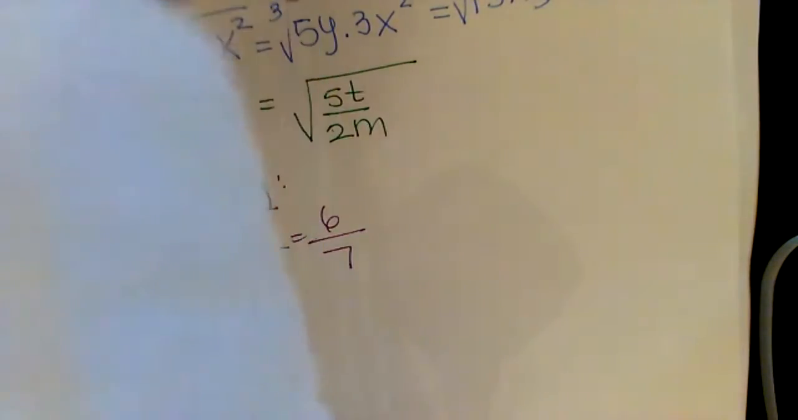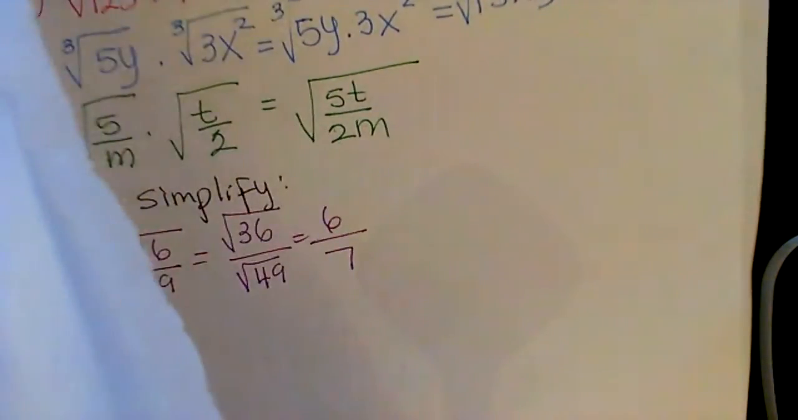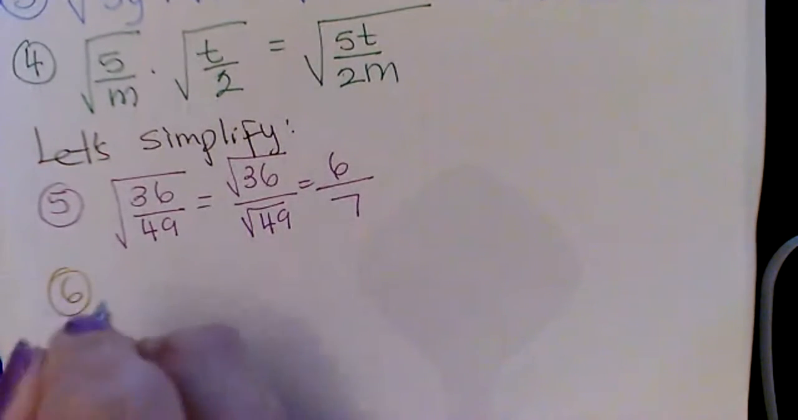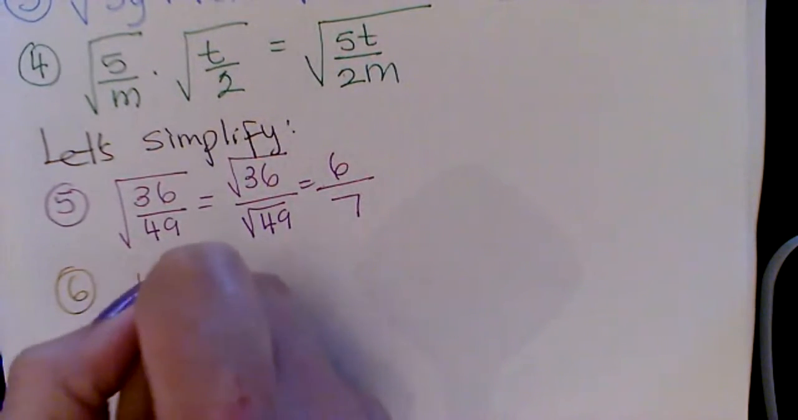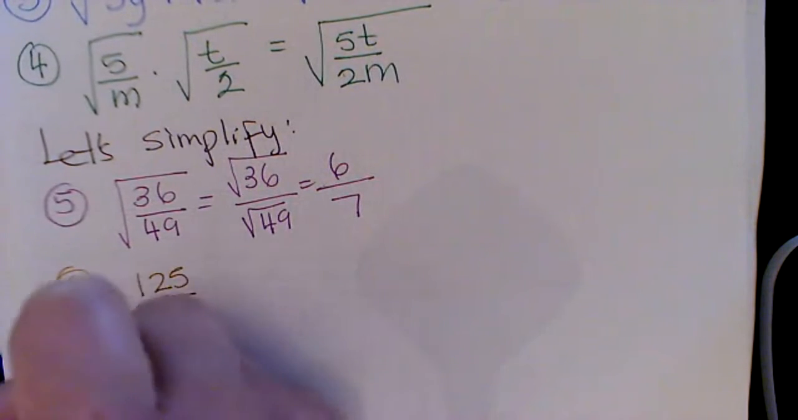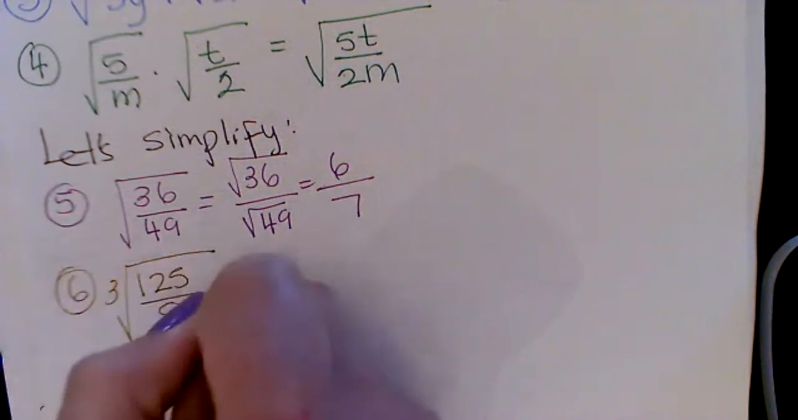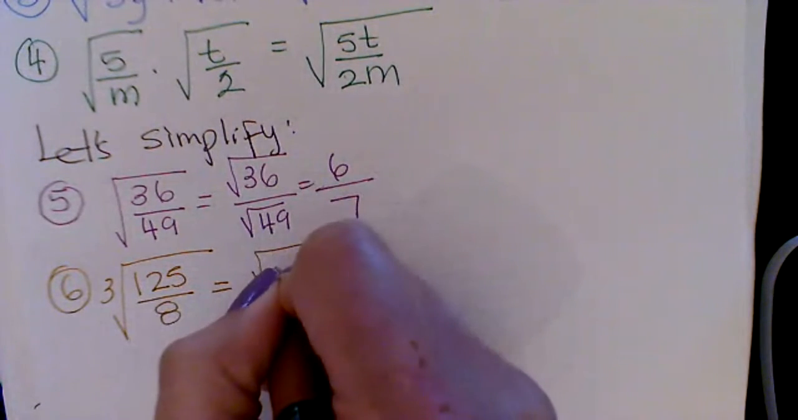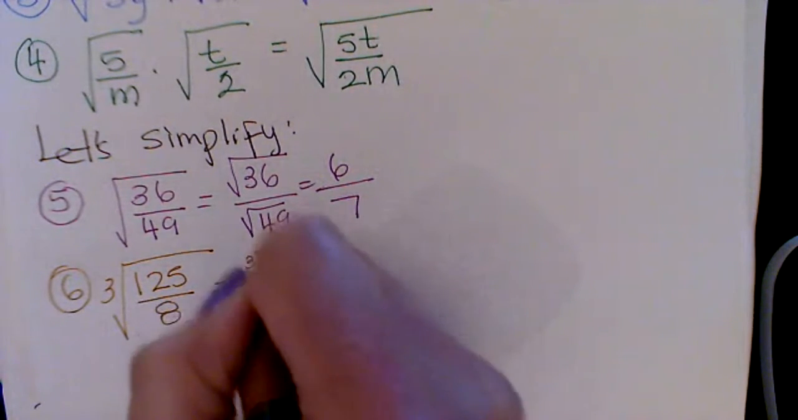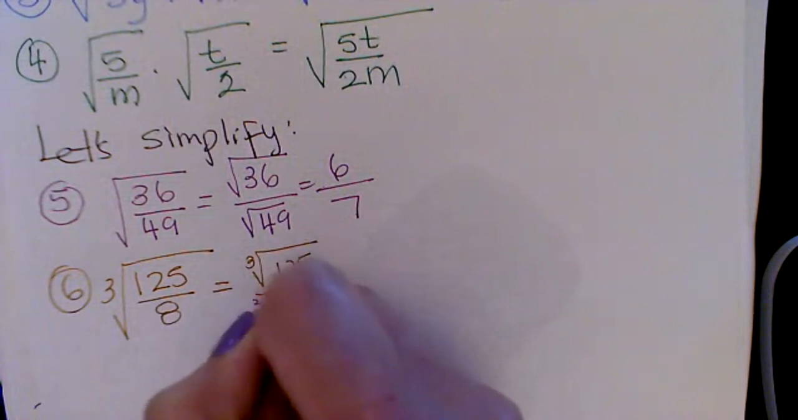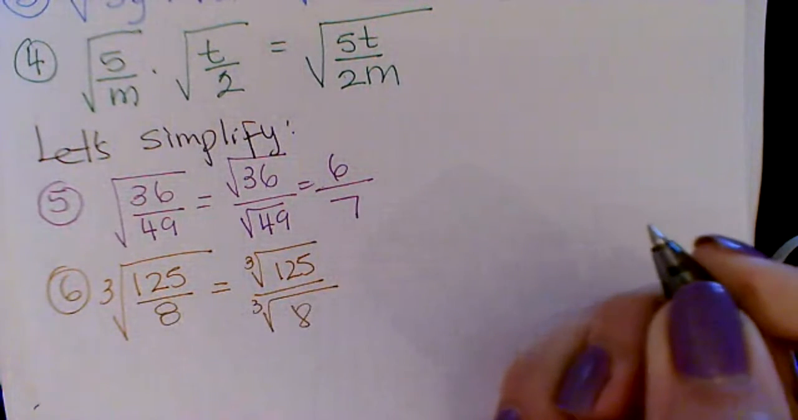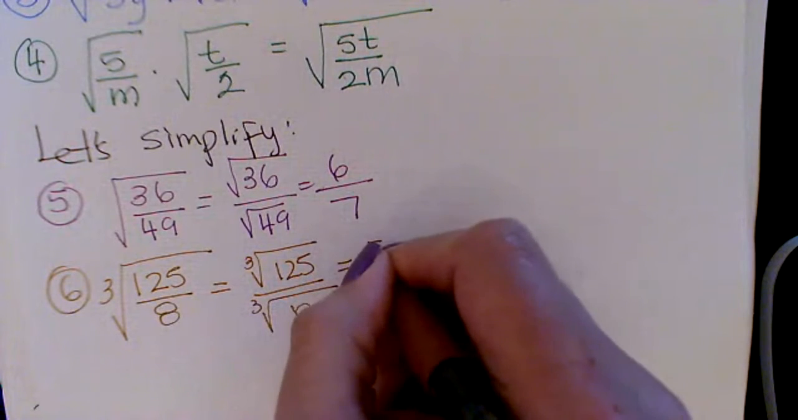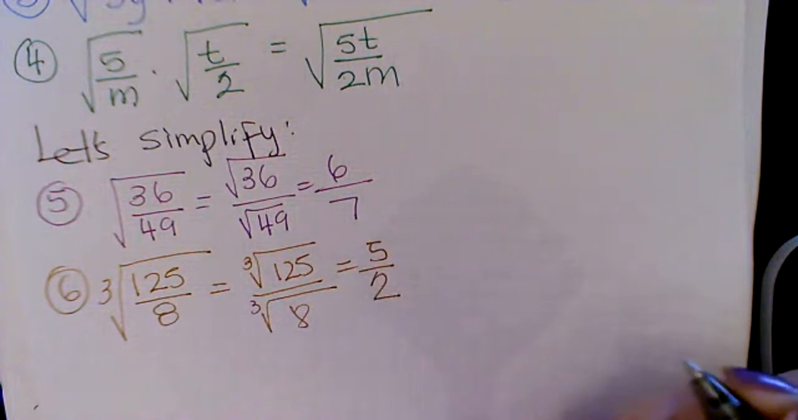The next one will be 125 over 8, and this is the third root, the cubic root. Okay, so the cubic root of 125 divided by the cubic root of 8. This is 5, and this is 2.